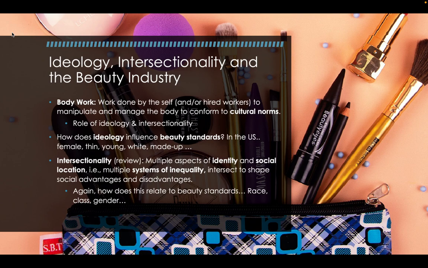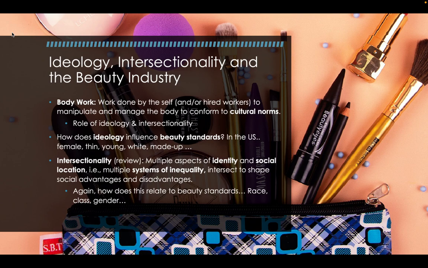Now, in the United States, we all know, of course, that beauty in our society, we often associate it with being feminine, so being female, thin, young, white, made up. So using a lot of makeup and a lot of beauty products, right? And that's true of most Western societies. And again, this is about ideology. We all in our society sort of have this basic understanding of what beauty means. It's ideological. If everyone closed their eyes and we were asked, how do you understand the term beauty? We'd all probably generate a similar image that has to do with being young and thin and white.